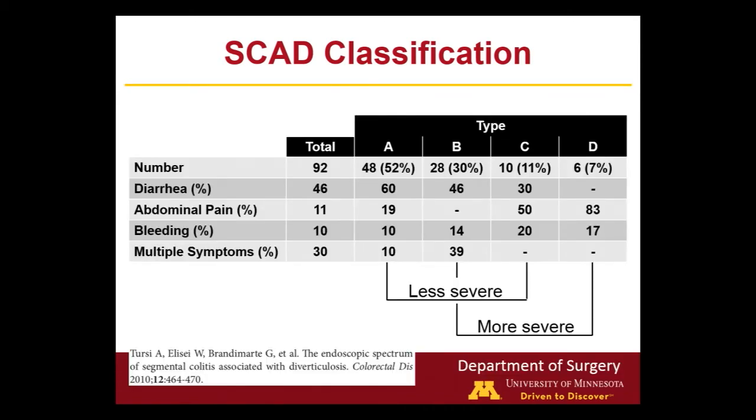One study which looked at 92 patients carrying this diagnosis showed the breakdown of these types. A is more common than B, all the way down to D. You can see diarrhea is the most common symptom overall. And based on the breakdown, they found that type A and C were generally less severe than types B and D, which were a little bit more severe in terms of relapse and symptoms.